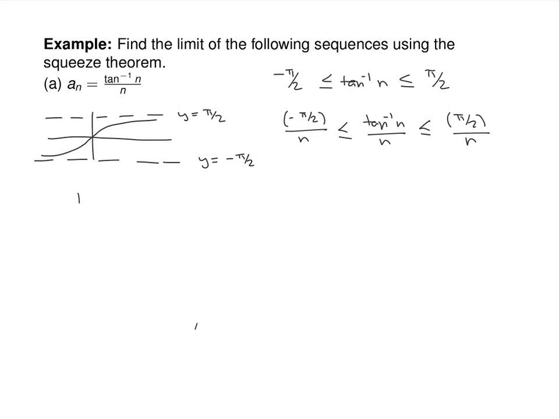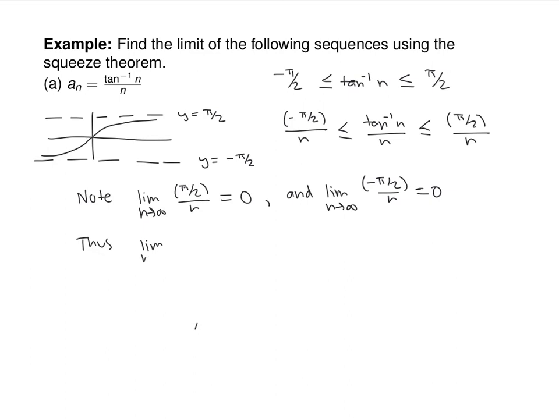And also, what you can say is note that the limit as n goes to infinity of pi over 2 over n, well, that's 0. And the same thing is true for negative pi over 2 over n. That limit is also 0. So both the sandwich sequence on the top goes to 0 and the sandwich sequence on the bottom goes to 0. So that tells you that thus the limit as n goes to infinity of inverse tangent of n over n is also 0.